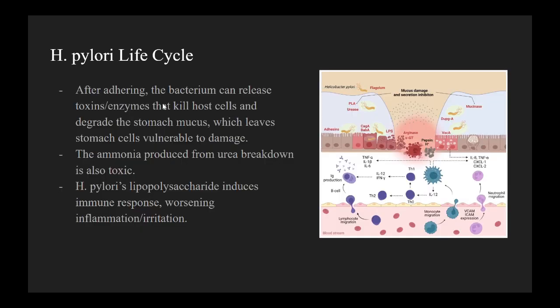And then once it gets there and it keeps growing and infecting, the bacterium can release various toxins that essentially can kill host cells, and it can also degrade the mucus layer of the stomach. So once that mucus is degraded, the hydrochloric acid in your stomach can start attacking the stomach cells as well. And even the ammonia that's produced from the urease activity is actually toxic to the body as well.